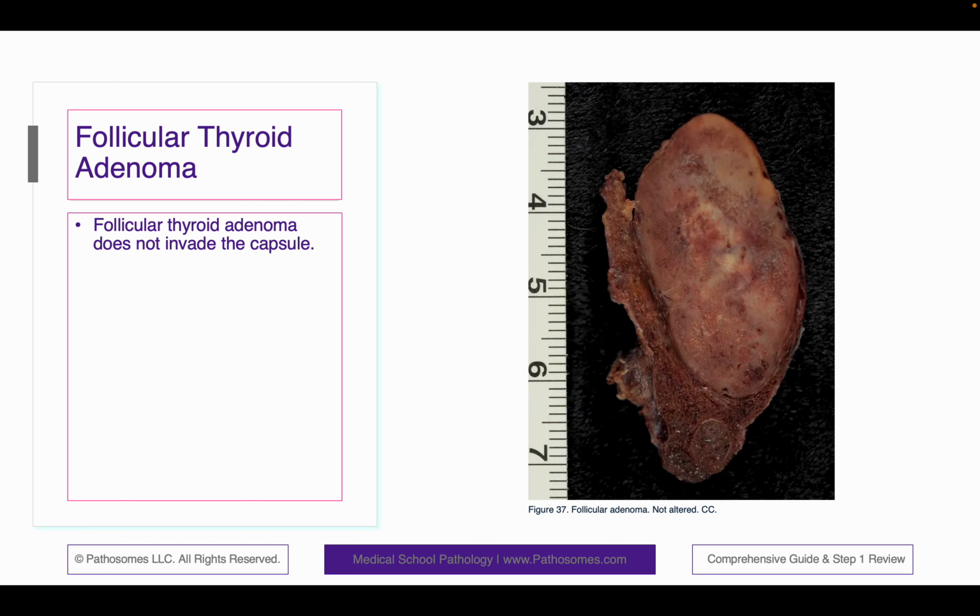And in this photo, what we're seeing is that this nodule in the upper right region is not going through the thyroid capsule, right? It's very well circumscribed. It's not breaking through the capsule.